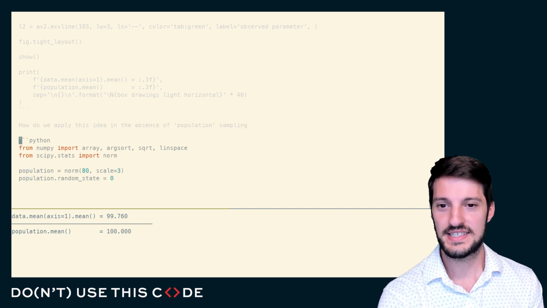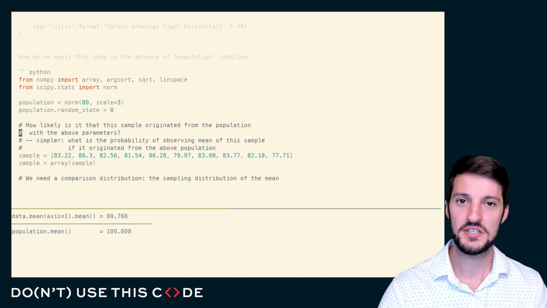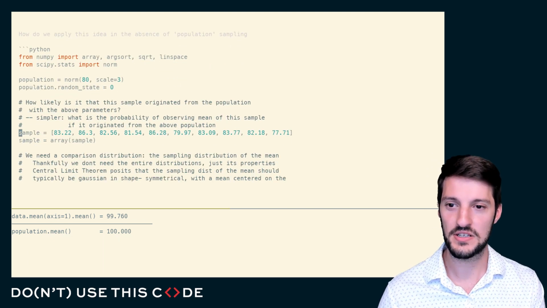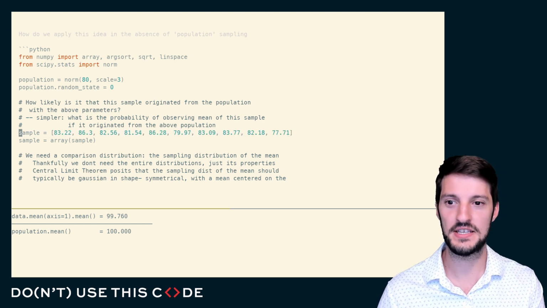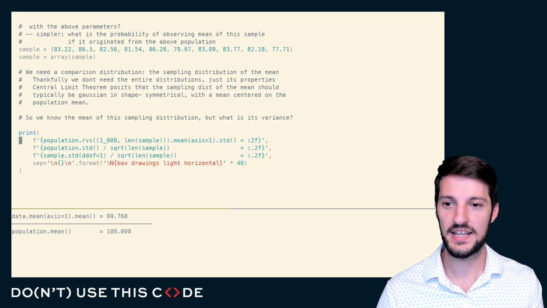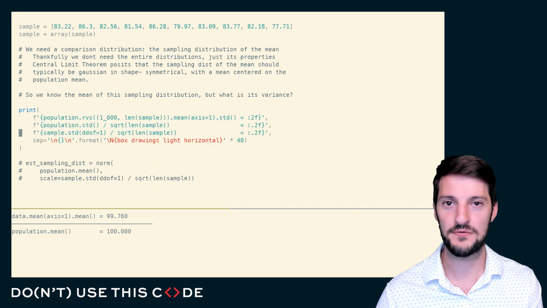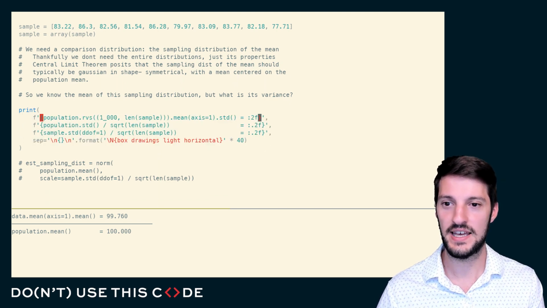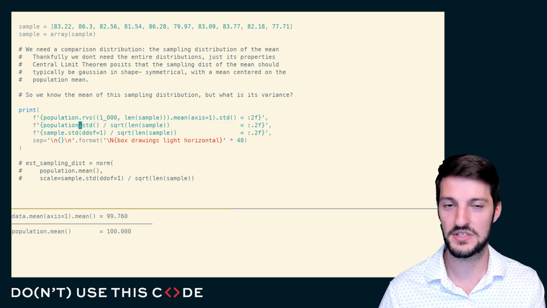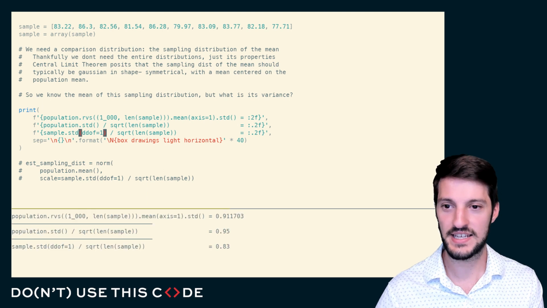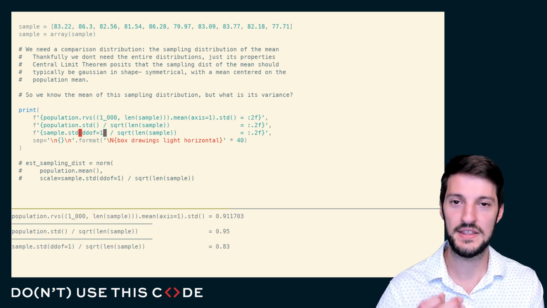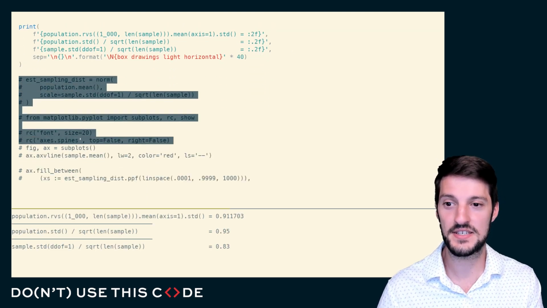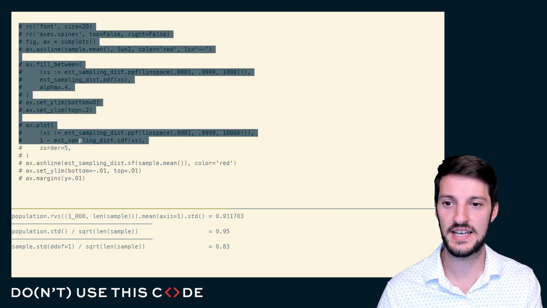But how do we apply this idea in the absence of population sampling? Right there, I just showed you a simulation. If I have a sample with, say, these values, I can calculate or estimate various parameters about my population given my null hypothesis. I can estimate the standard deviation of that sampling distribution of the mean, model that, and then stack up my comparison. And this is essentially performing a z-test for me.